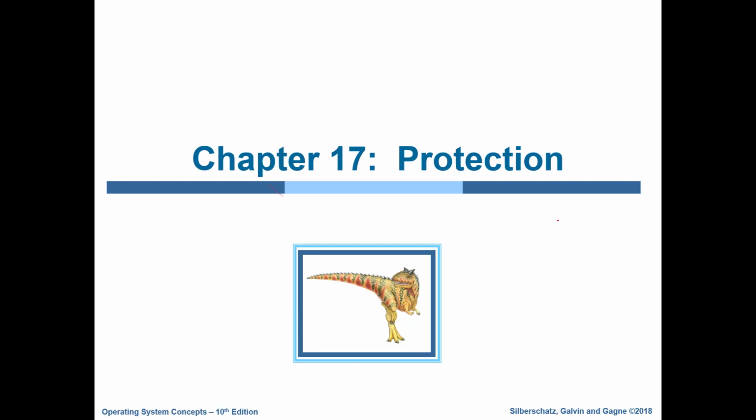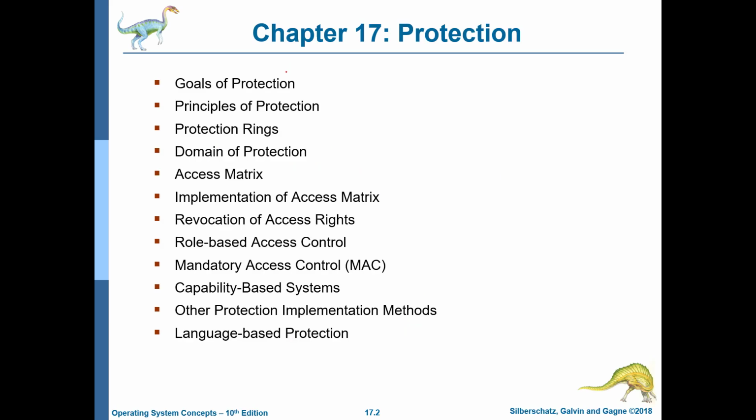Welcome to chapter 17 on protection. So in this chapter, we'll primarily look at CPU protection, OS protection and file system protection. So we'll start with the main goals of protection. What are the key principles, particularly protection rings?